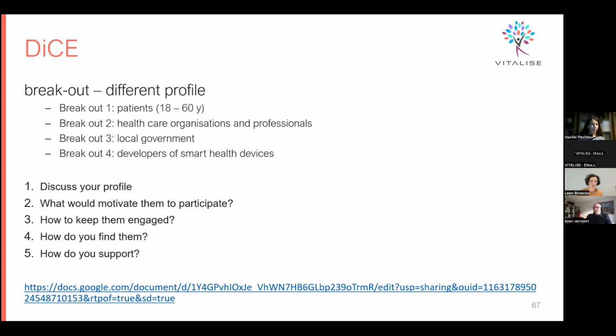So if all goes right, then there is a link for a Google Drive Word document. You can open it, and in the group you are, just scroll to the specific page, and we give you like 15 minutes, and then we come back to the main room. Please discuss those questions. The profile, what would motivate your profile to participate, how you keep them engaged, how do you find them, and how do you support them. Good luck. See you soon.